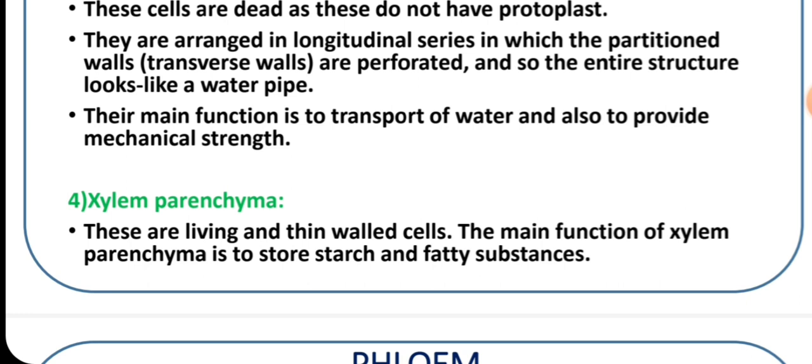The fourth type of xylem is called xylem parenchyma. What do you mean by xylem parenchyma? Parenchyma associated with xylem is called xylem parenchyma. These cells are living because they have protoplasm, and their cell wall is very thin. What is the main function of the xylem parenchyma? They store starch, the reserve food material, and other fatty substances.